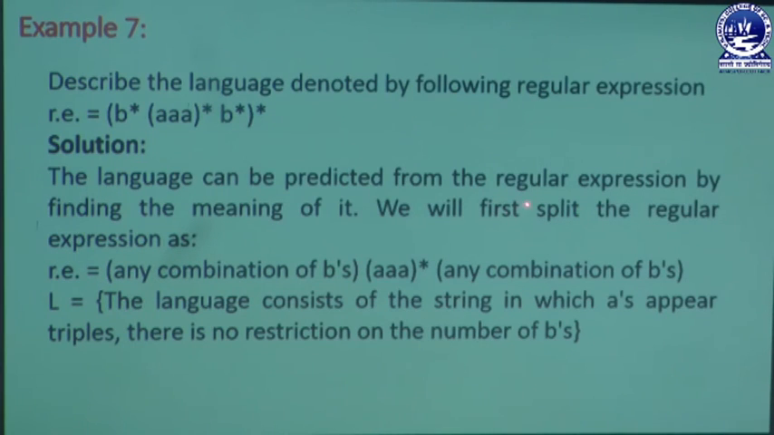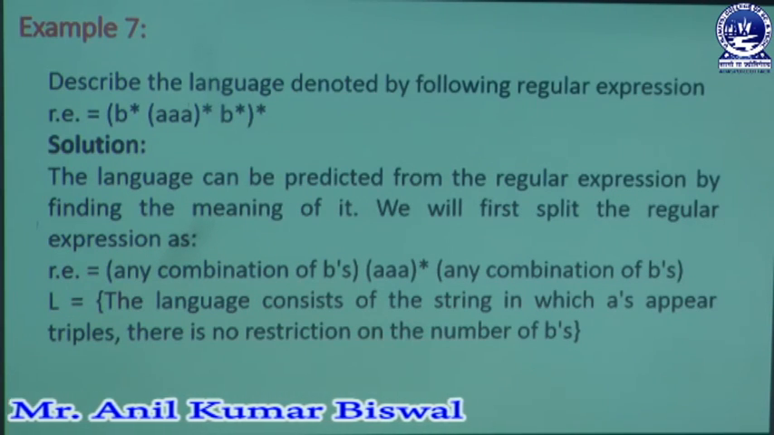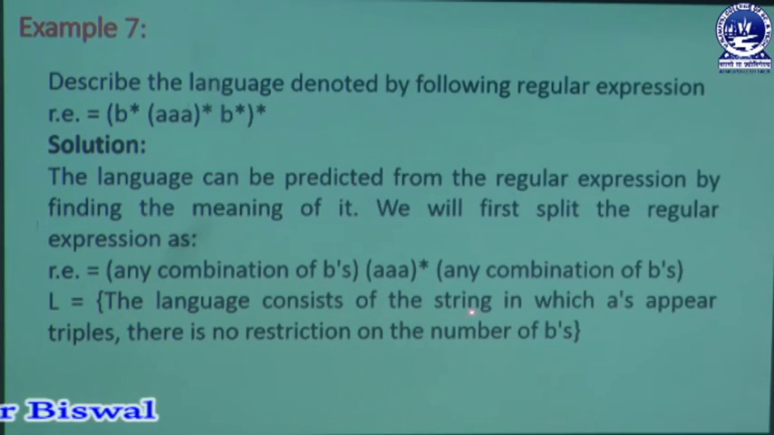We first split the regular expression as any combination of Bs, then triple A whole star, then any combination of Bs. That means we may get any number of Bs on both sides, and in between these two parts we may have (AAA) whole star. That is also one type of combination.